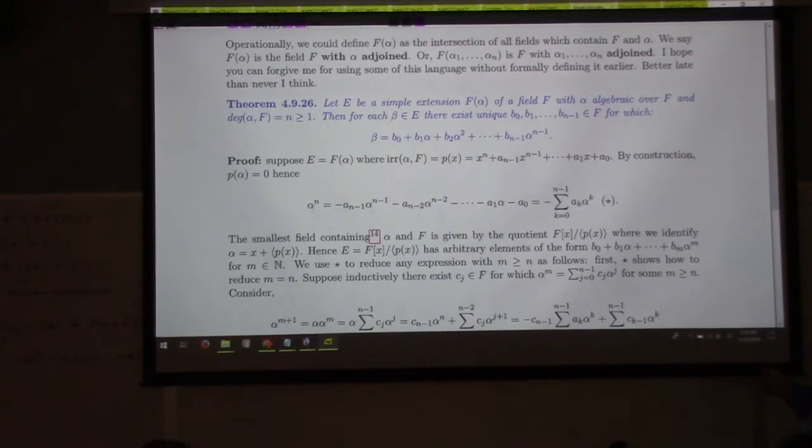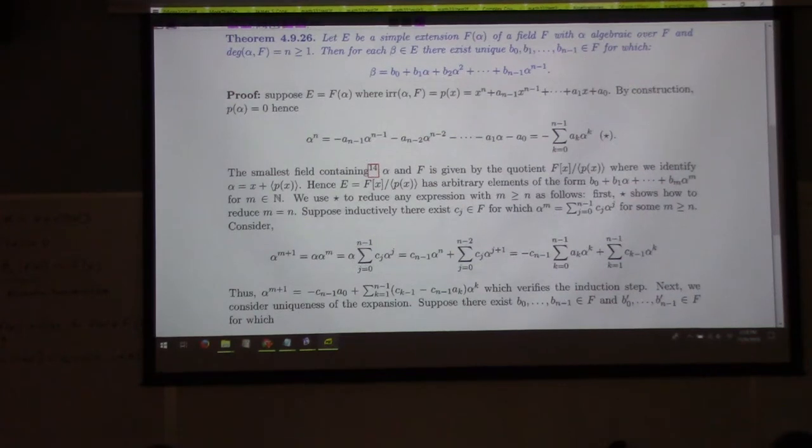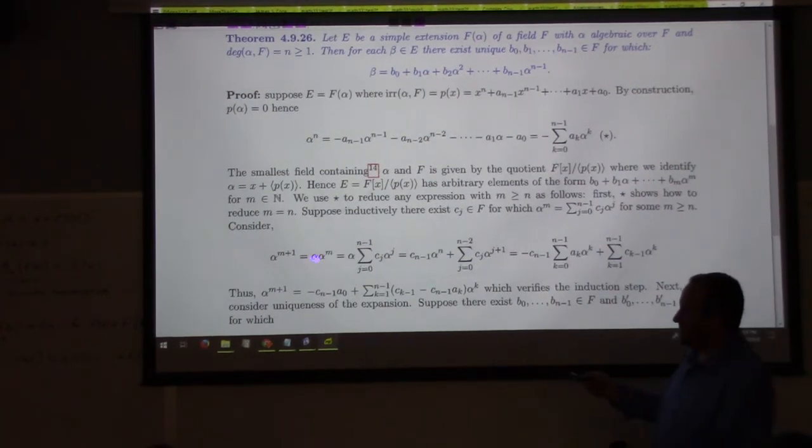What I do is I show how to, let's see, I suppose inductively there exist c_j for which alpha to the m is equal to that, for some m greater than or equal to n, and then I look at alpha to the m plus 1. Well, what's alpha to the m plus 1? So I'm going to do it by induction on m. So alpha to the m plus 1 would be alpha times alpha to the m, but I'm assuming that this allows a reduction up to the n minus 1 like so. So I put that in there, and then that gives me what?